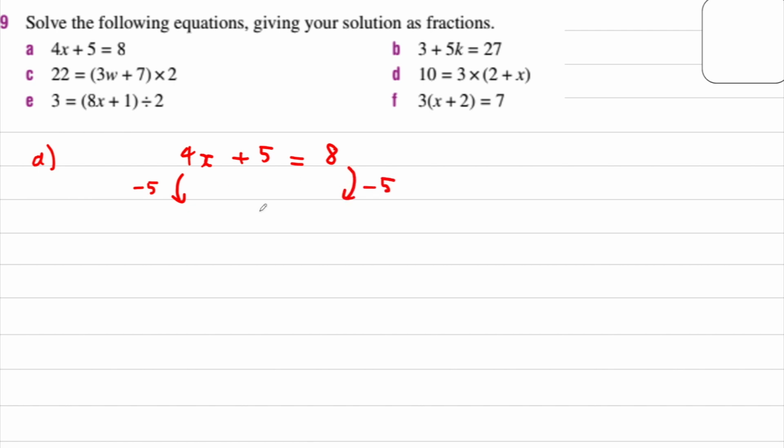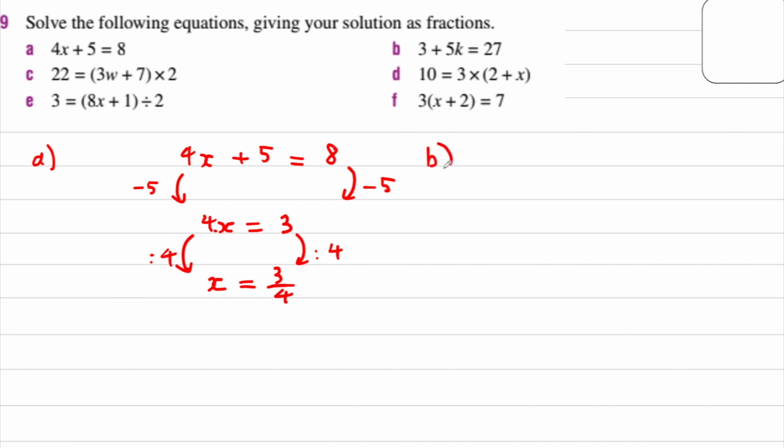The second one is minus 5. This becomes 4x, and you will have 3 here. 4 times x means you need to divide by 4. You will have x and 3 divided by 4 at the same time. You got 3 over 4. Yes, 3 over 4 will be the first result for question A.